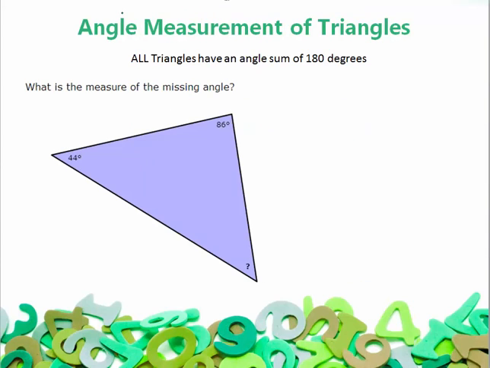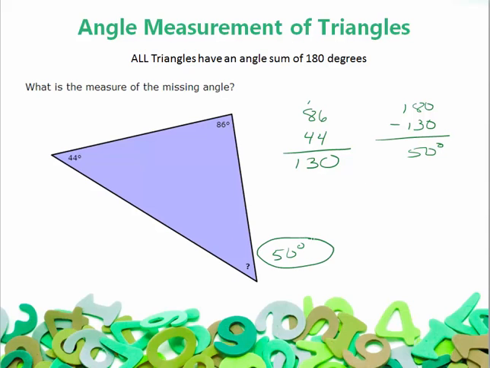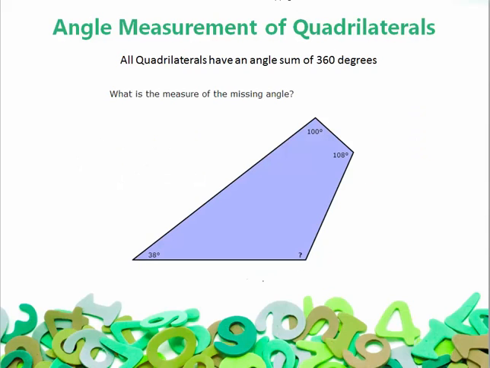Here's a triangle, and we can use the known angle sum of 180 degrees to determine the missing angle. So we take our 86 and our 44, add them together, we get 130. Since we know that combined they're 180, we can subtract the known 130 and get 50 degrees. So our unknown angle is 50 degrees. On a quadrilateral, we know that we have a 360 degree angle sum. So again, we can add the known angles together, combined they equal 246 degrees. Take the 360 known angle sum, subtract the 246 degrees, and you get a 114 degree angle.